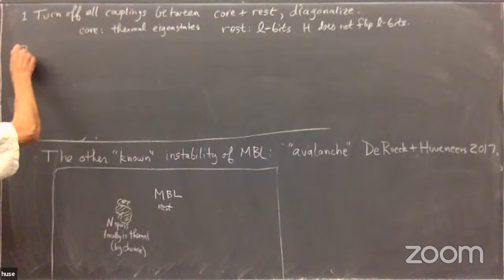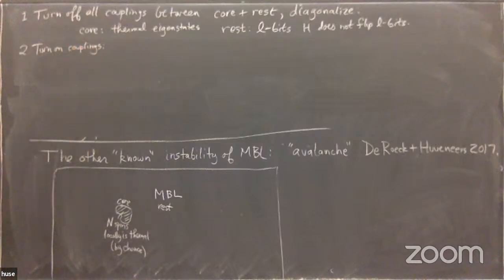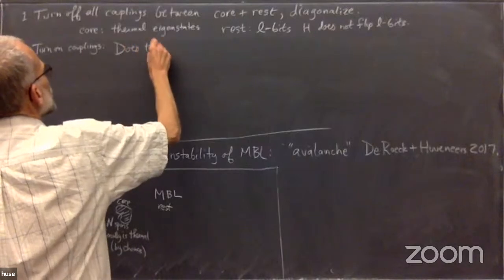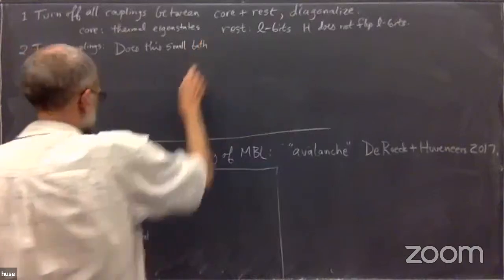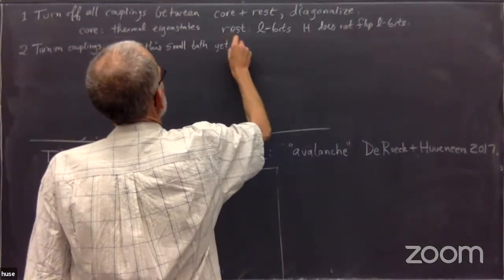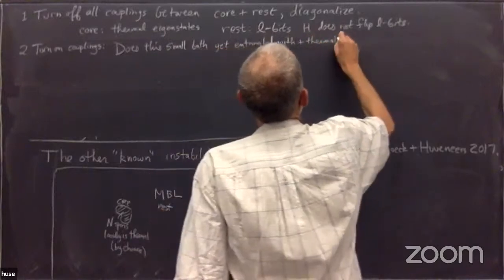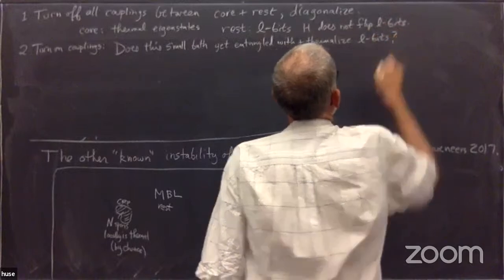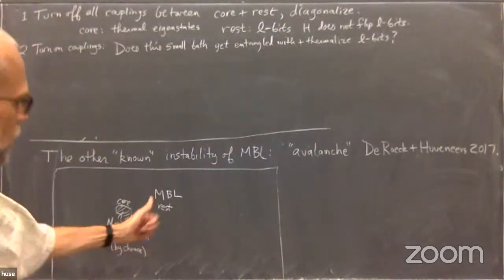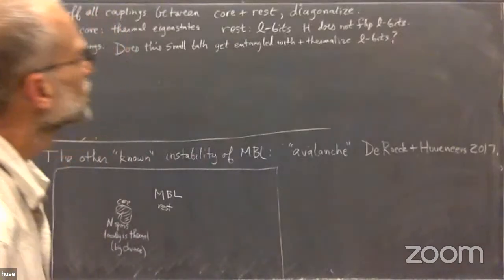So that's the first thing we do. And now we turn on the couplings. And think about this. And the question is, does this small bath, right? This core here is trying to be a thermal bath. Does this small bath get entangled with and thermalize the L bits? That's the question. And in order to do that, it's got to flip them because we want to relax. You know, they're polarized. Some are up or some are down in the initial state. And in the thermal state, they would all be randomly up or down. So you've got to flip them to thermalize them.